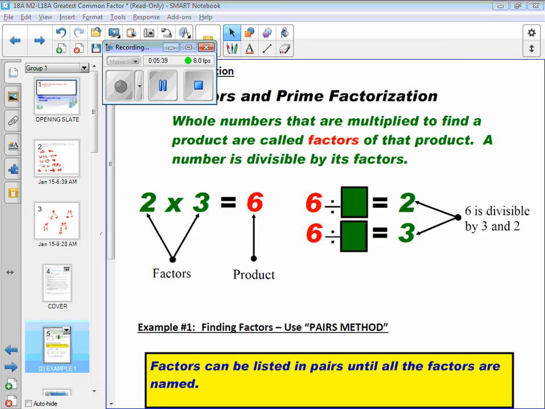All right, everybody go to page 2. I have a nice colored version of it. You have a black and white version of it. I just want you to understand what we mean when we say the word factor.